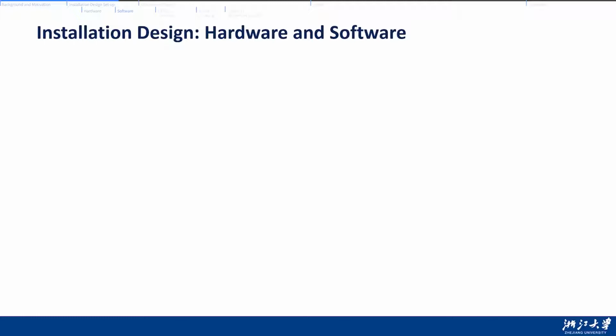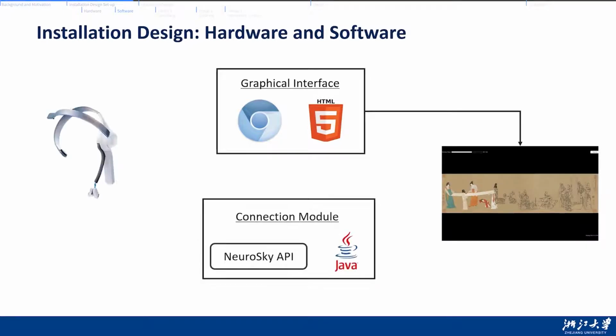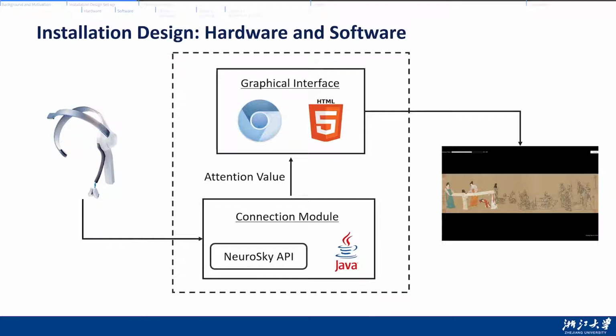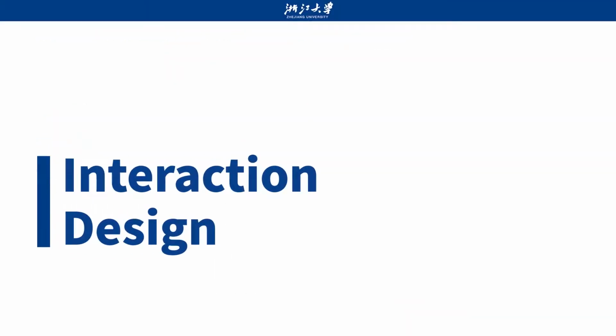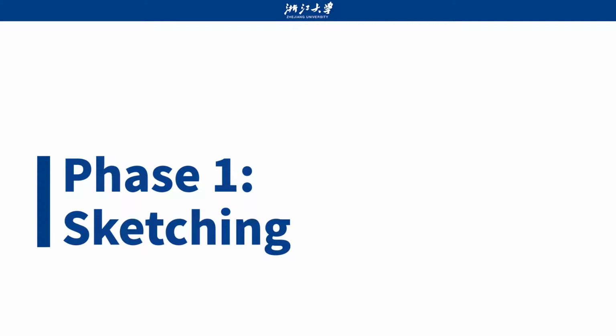The software system of our installation consists of a graphical interface module for displaying figures and animations, and a connection module for updating attention values. We designed the interaction of our installation as three phases: sketching, coloring, and movement control. The first phase is sketching. We expect that visitors can feel like they are drawing edges by concentrating their mind in this phase.